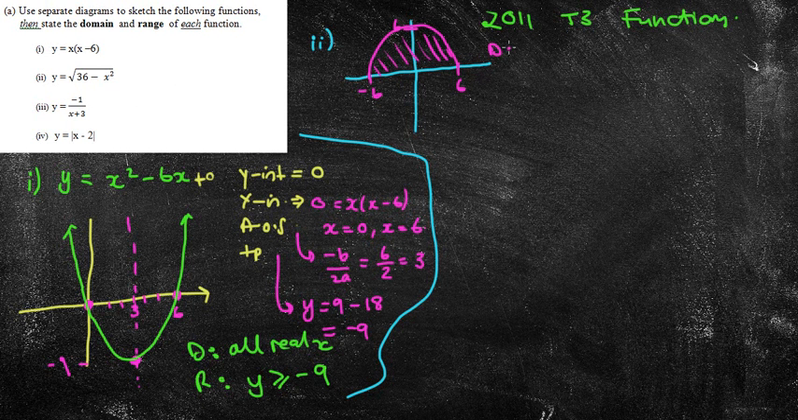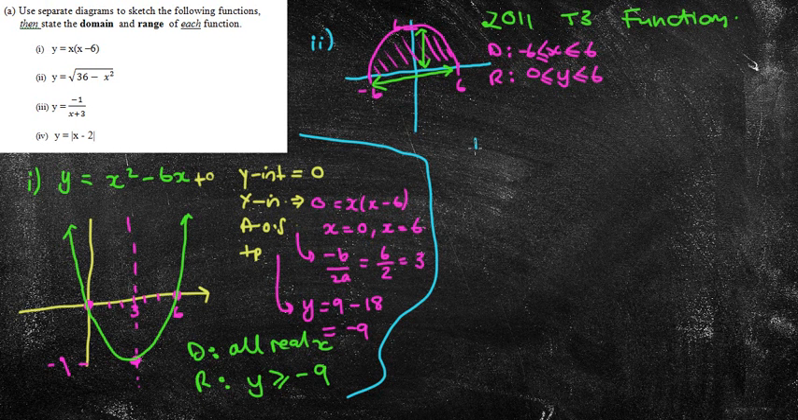For my domain, we can see that x must be between negative 6 and positive 6. Again, that's because we can see clearly here that's where my x values are going to be. My y values we can see are between 0 and positive 6. So for my range, y must be greater than or equal to 0 and less than or equal to 6. Okay, hopefully we got that part.